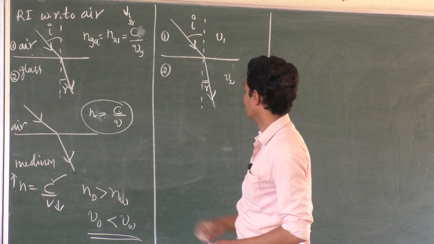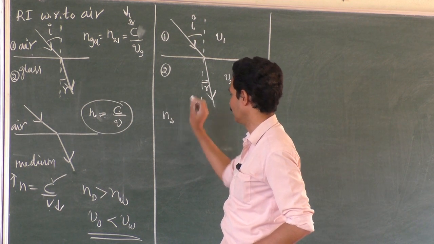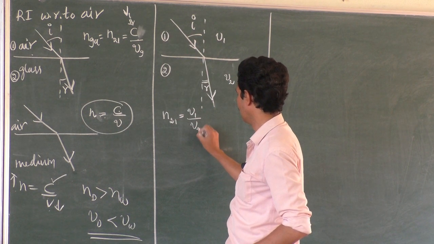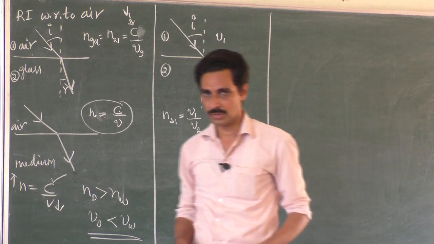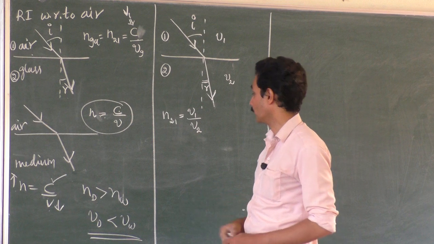Now, what is N, the refractive index of the medium where the ray undergoes refraction, the second medium, with respect to the first medium? It is the velocity of light in the first medium to the velocity of light in the second medium, that ratio. Ratio of velocity of light in the first medium to the second medium. Right. Okay, this is the normal case.